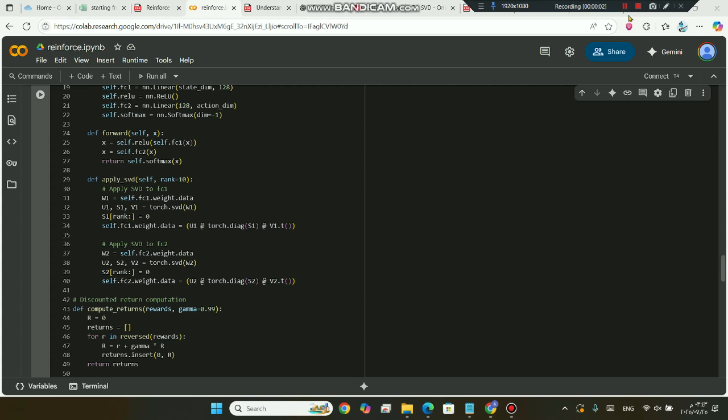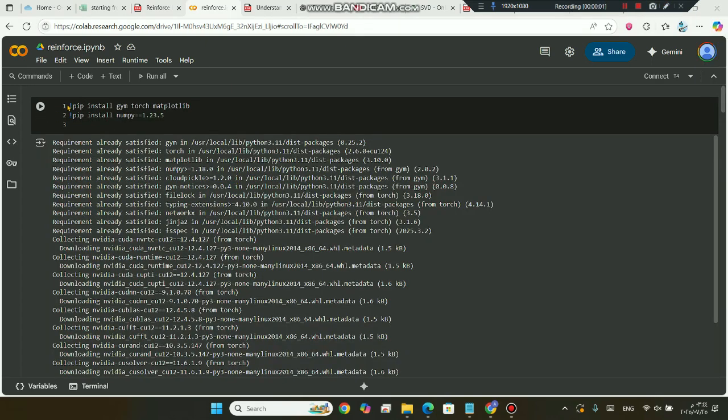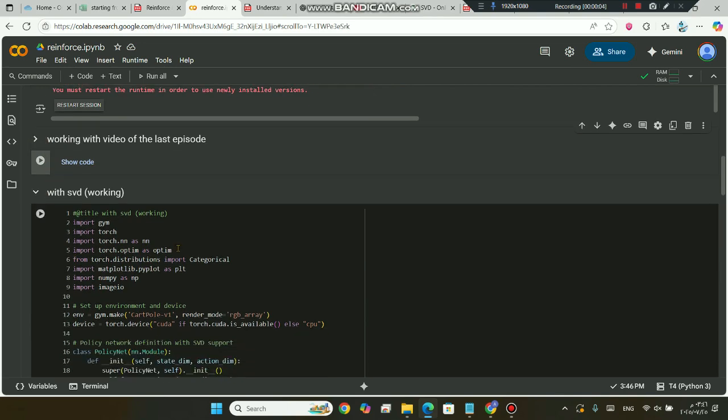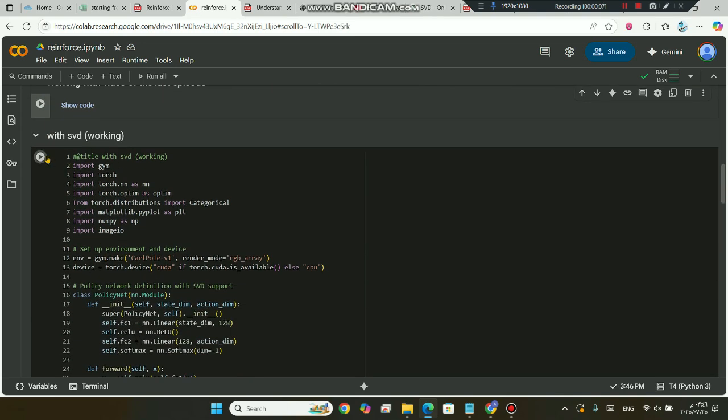In our code, we have also applied the SVD to some layers of the neural network. And then during training, we just take the highest singular values that are higher than a certain number in order to smooth things out. So right now, let's run this code and look at how it works. First let's pip install those things. All right, so after running the cell, we will run this one that is with the SVD part.